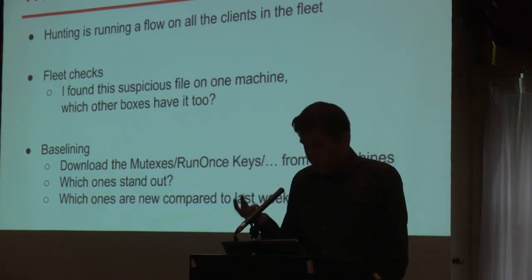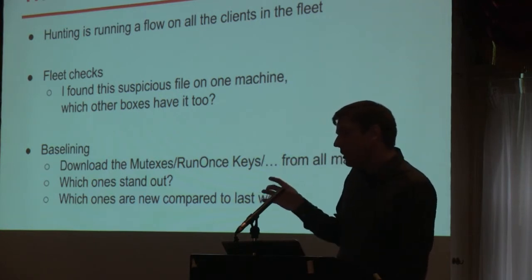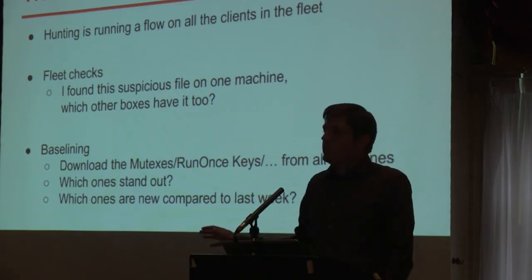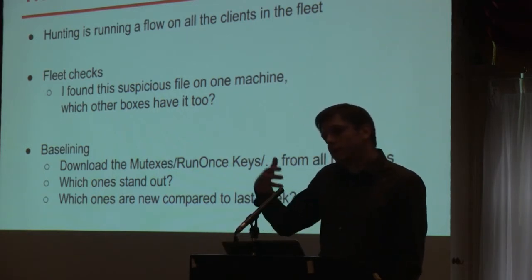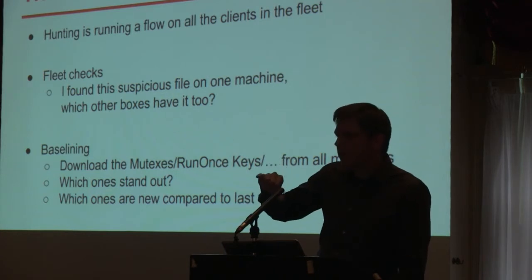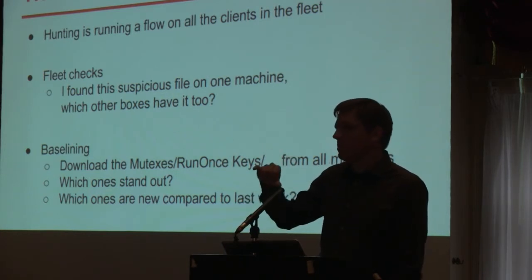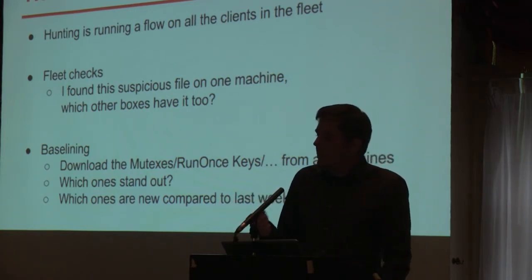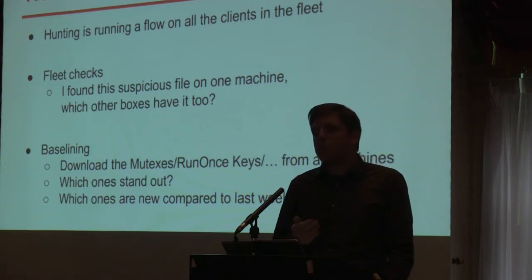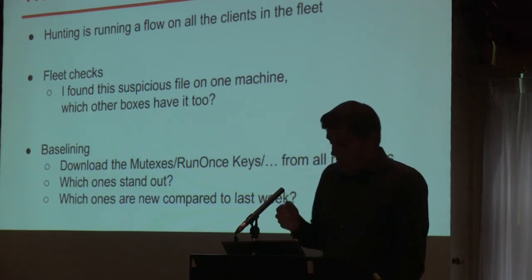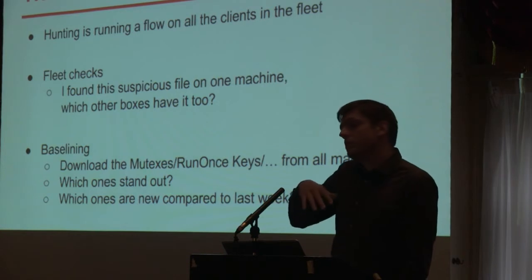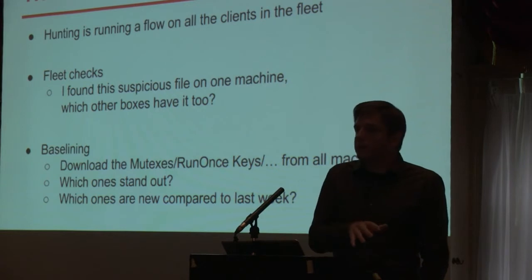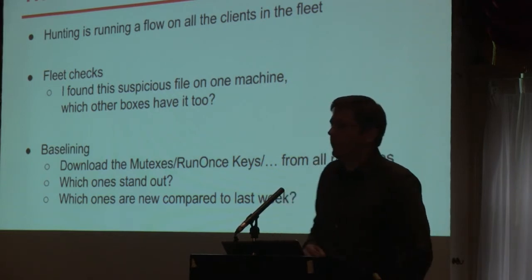And what we also can do is we can do baselining. So we take a data point, let's say the run once registry keys, and we download them from all the machines. And then we do a little histogram. So we see, okay, this registry key happens to be on 100 boxes or 1,000 boxes, right? Then it's probably legit. But if I have one that's only on one single machine, then I should probably investigate that. And I can also do timelining. So I can just store the results every week, for example. And then I can see, okay, what new run keys are in my fleet compared to last week, right?